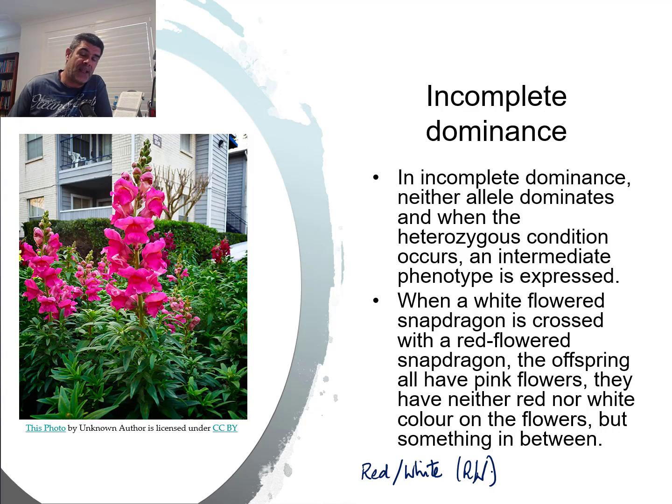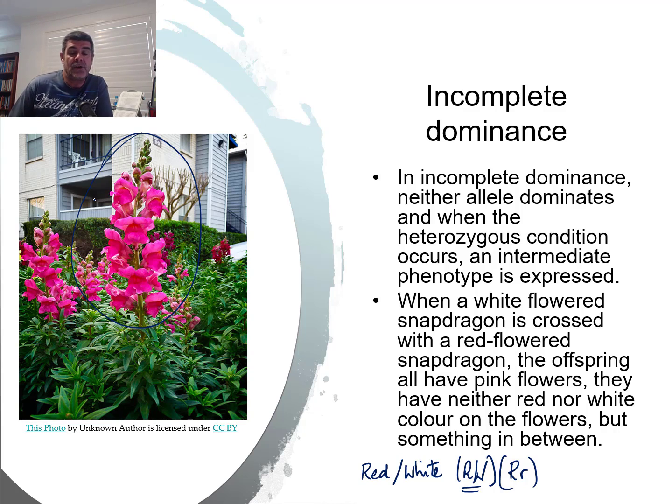This time, when we have the heterozygous condition, so a RW or a big R, little r situation, the dominance is incomplete. So we get something in the middle, some sort of intermediate. Snapdragons are a good example because snapdragons produce pink flowers. Pink is not red and it's not white, and it doesn't have striped patterns or spots of red and white. It's a complete blend of these colors, and so we get pink. We get something in the middle.